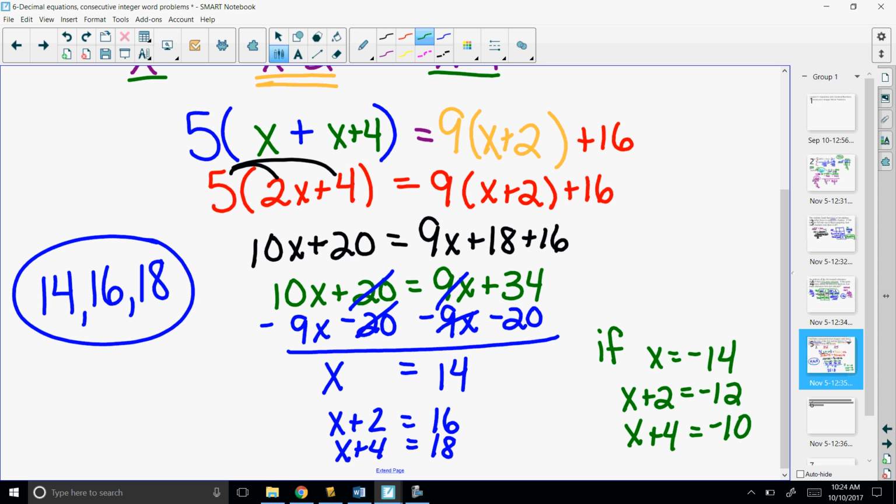Somebody's going to tell me negative 14, negative 16, negative 18 if you have negative numbers. 14, 16, 18 if positive, I would agree with that.